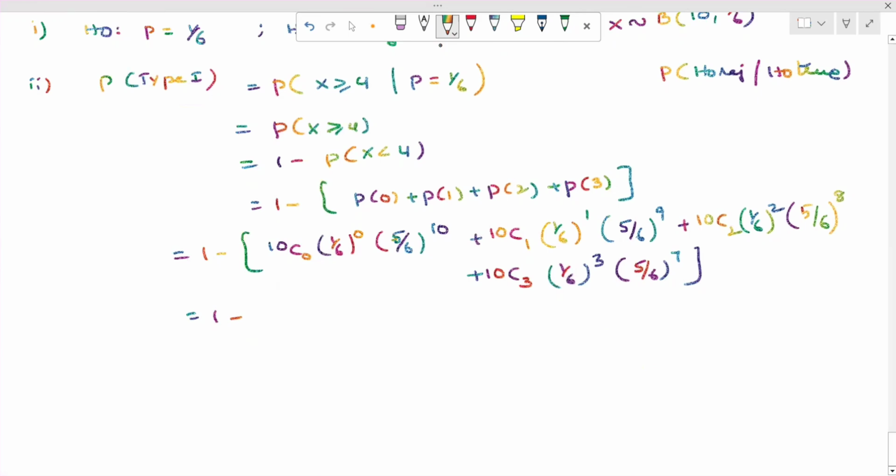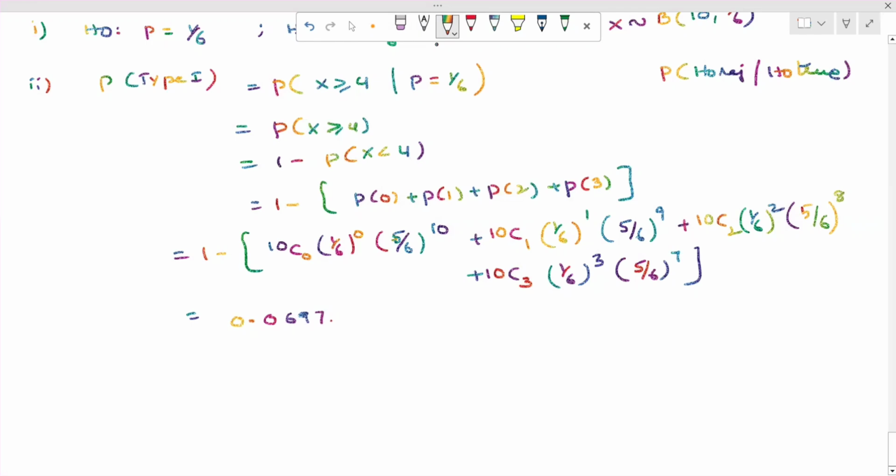If I simplify 10C0 (1/6)^0 (5/6)^10 plus 10C1 (1/6)^1 (5/6)^9 plus 10C2 (1/6)^2 (5/6)^8 plus 10C3 (1/6)^3 (5/6)^7, then the value of 1 minus this is nothing but the final answer you will be getting, 0.0697. Okay, the probability we have got.